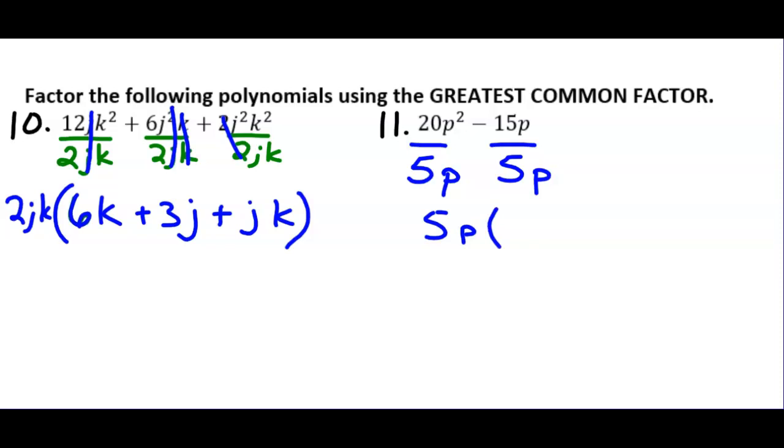4 what? P. Right? One of those will cancel. So 4P. Negative 15 divided by 5, everybody? 3 it is. What's going to happen to my P's? Cancel out. Boom. Done. Good?